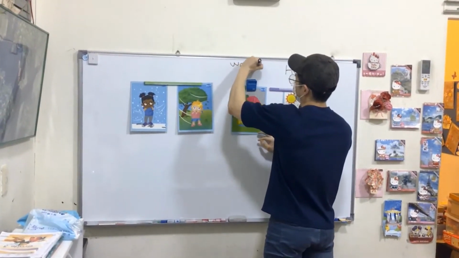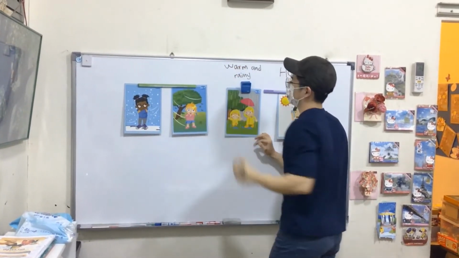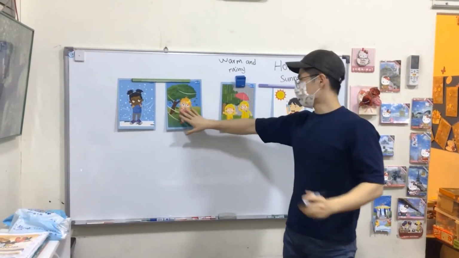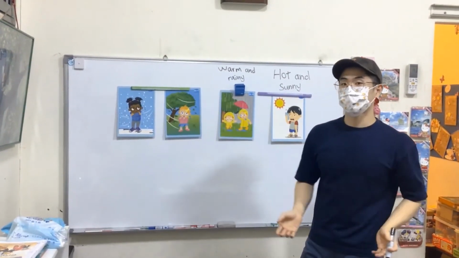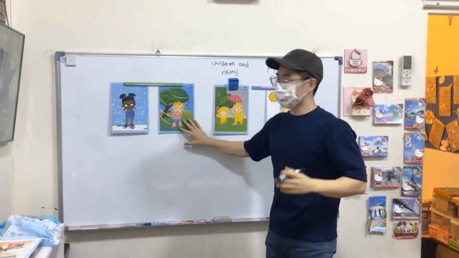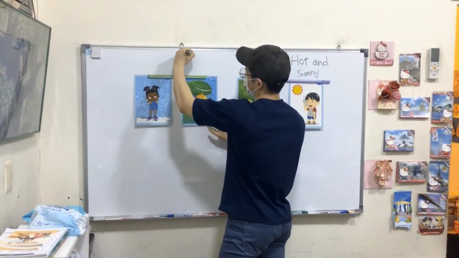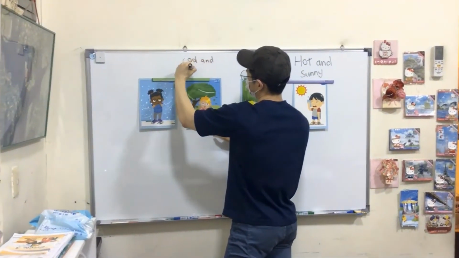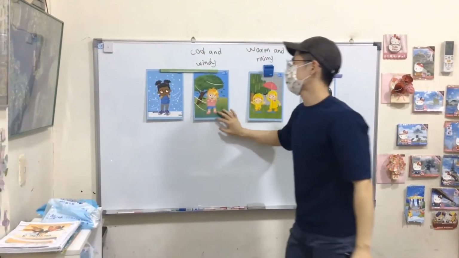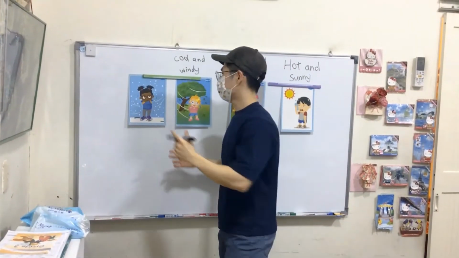Warm and rainy. Okay, alright, let's move on to the third picture. Okay, how about this one? I'll give you a second to think about that. Okay, this is cool and windy. Okay, cool and windy. And for the last one, it is cold and snowy.